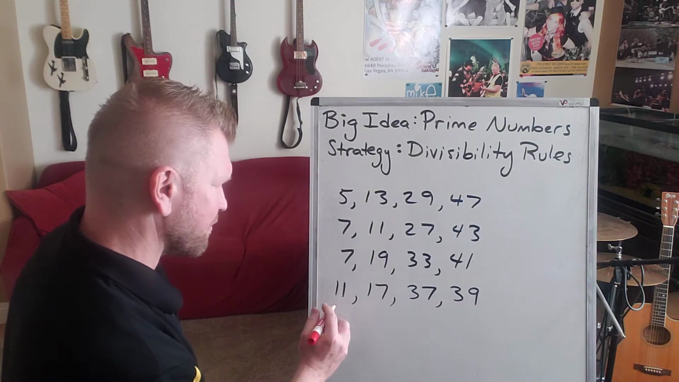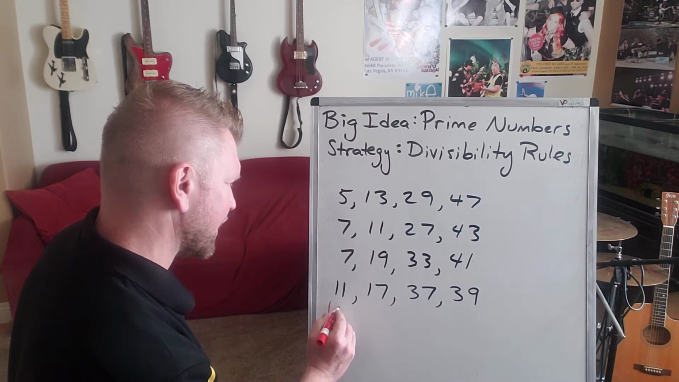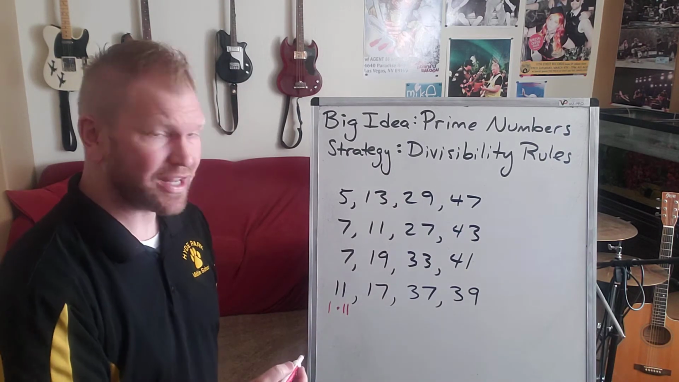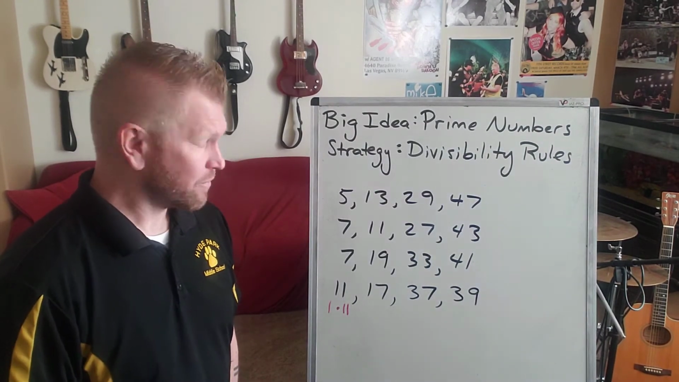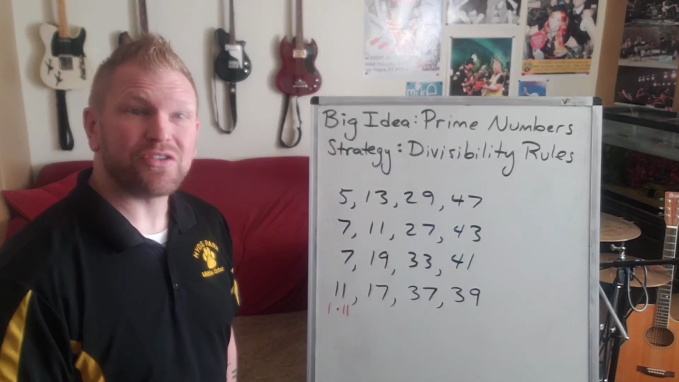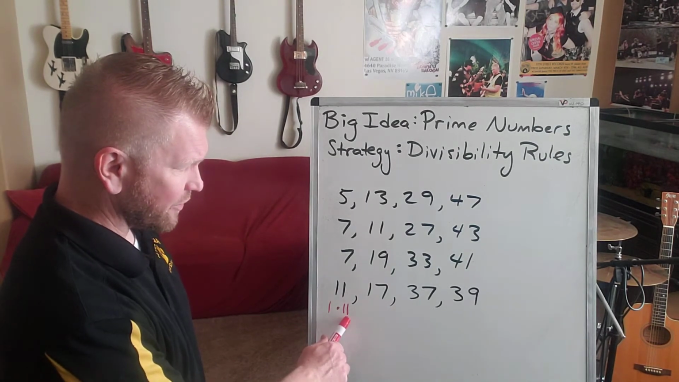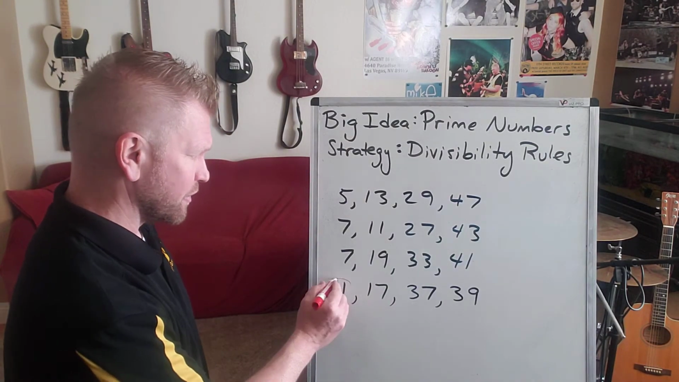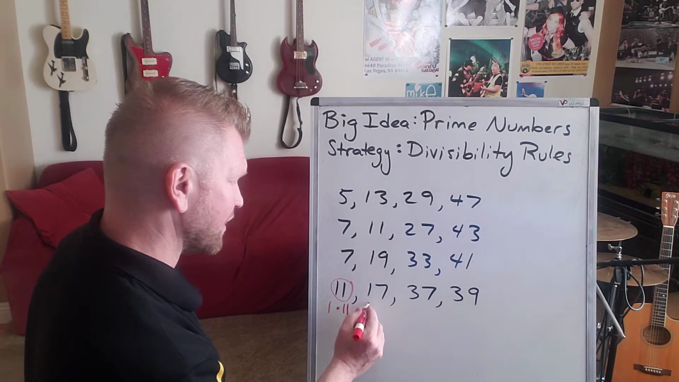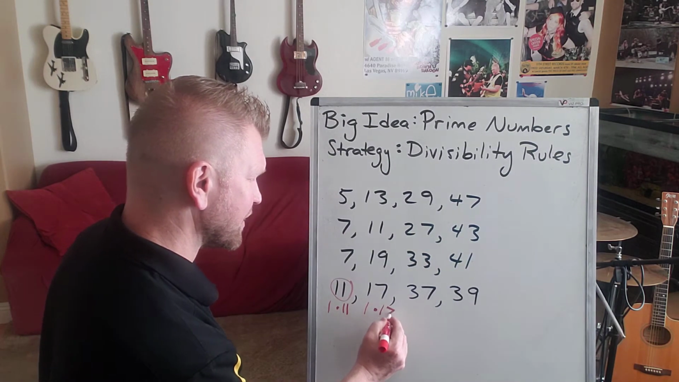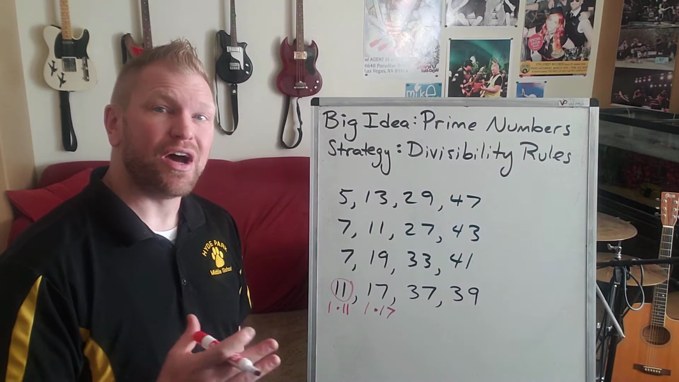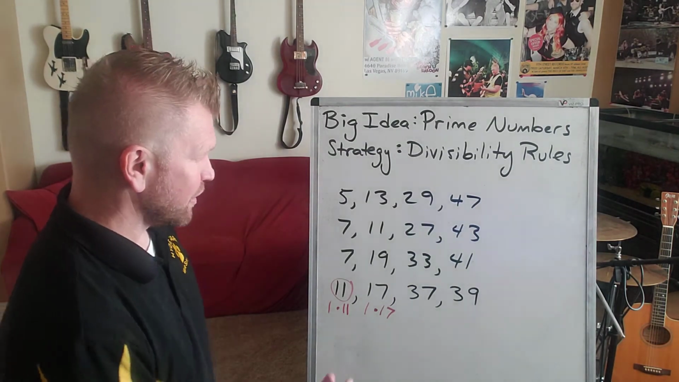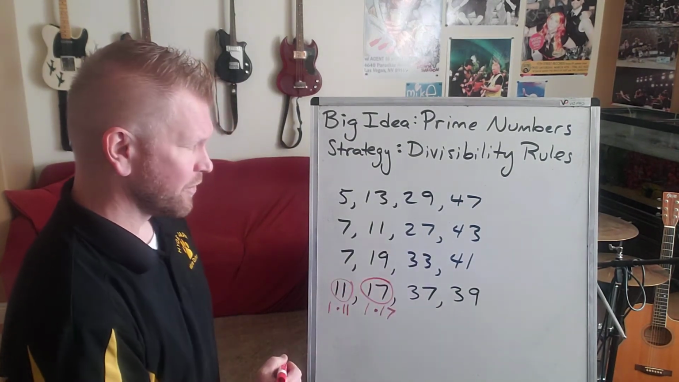Now, to get 11, the factors are 1 and 11, because 1 times 11 is 11. But is there another set of factors of 11? The answer is no. The only factors of 11 are 1 and 11, so 11 is a prime number. What about 17? We know that 1 times 17 is 17, so 1 and 17 are factors of 17. But are there any other factors? No, 17 is a prime number.